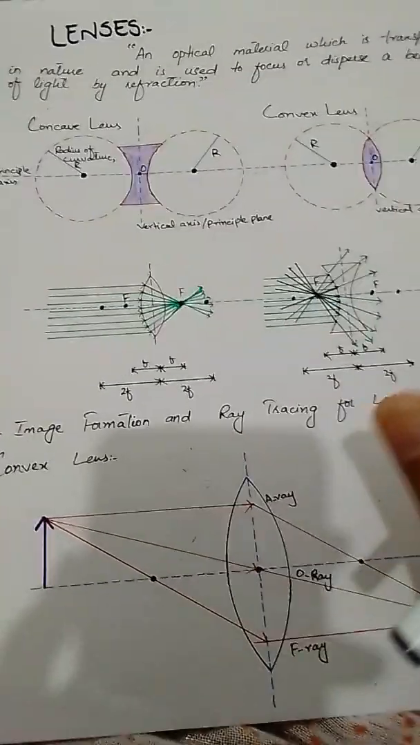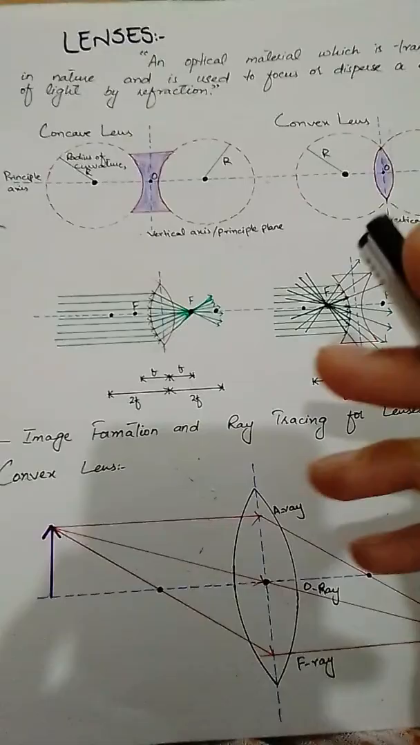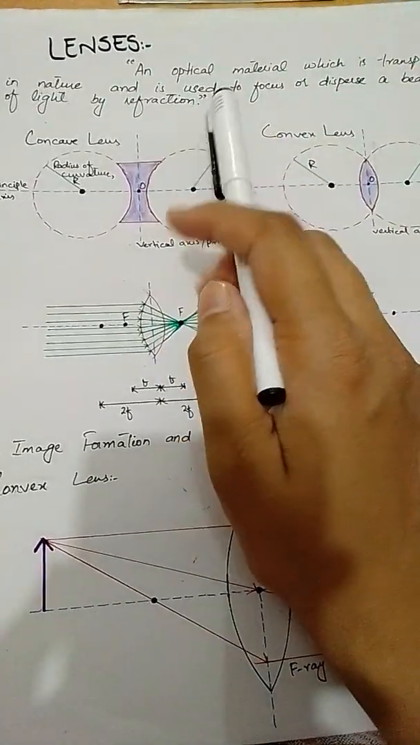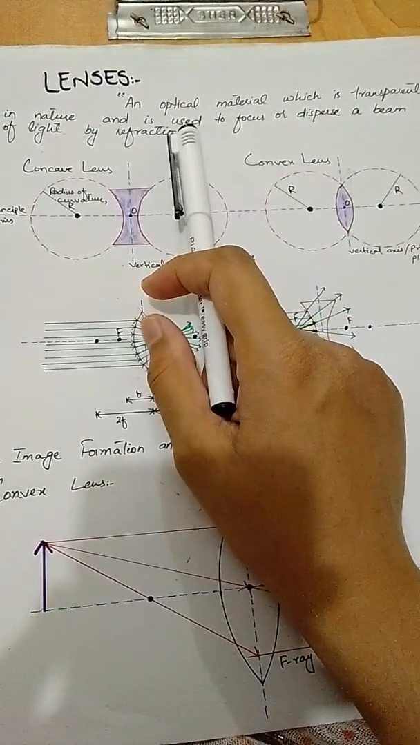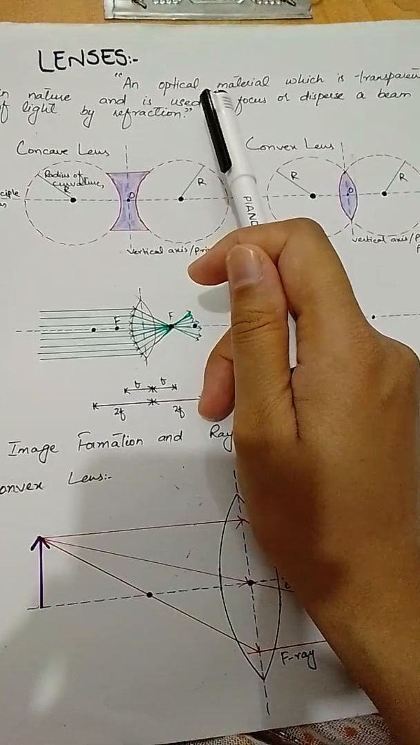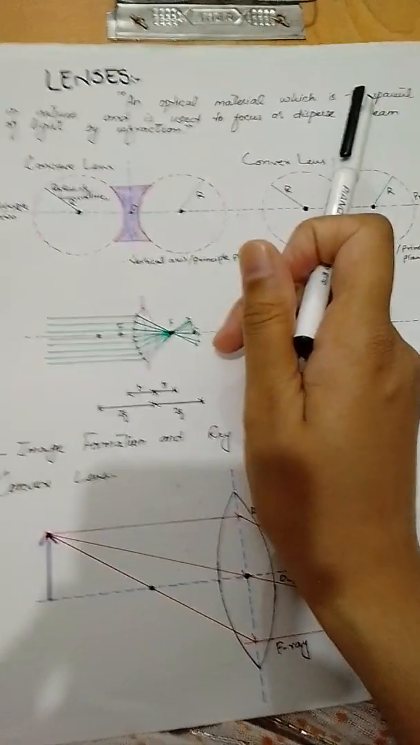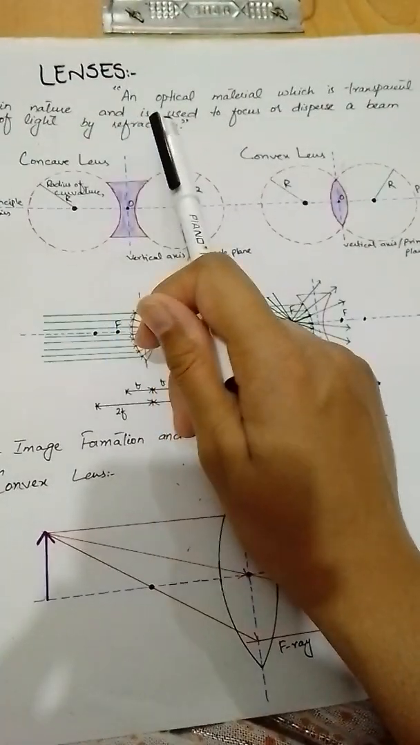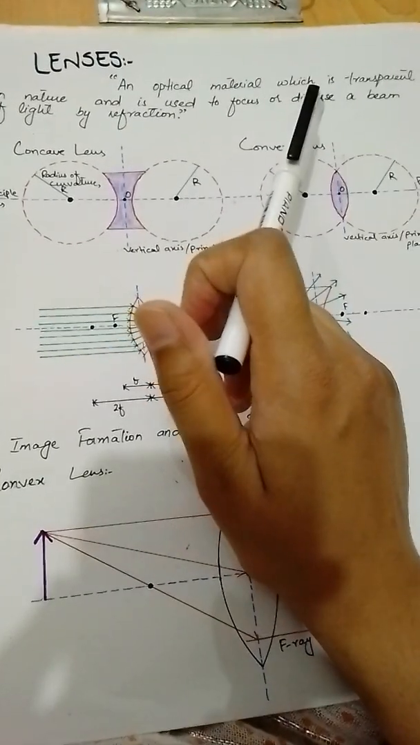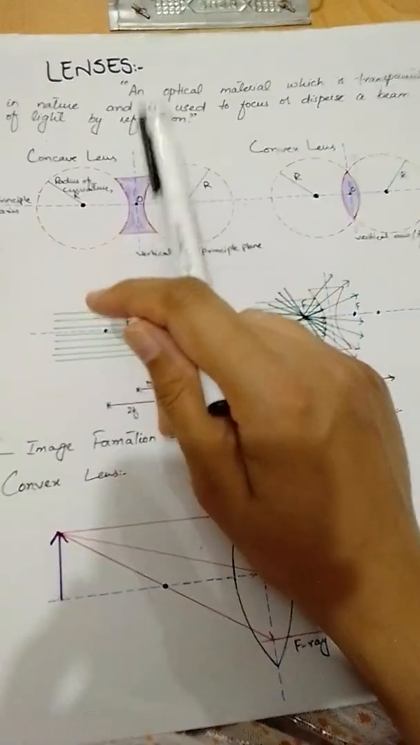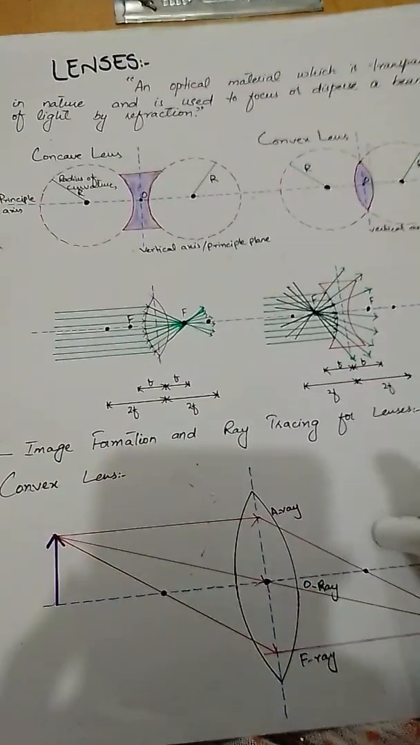Today our topic is lenses, and it's really just like the one we've studied earlier, like mirrors. First we've got to know what a lens is. Any optical device or any optical material which is transparent in nature and is used to focus or disperse a beam of light by refraction.